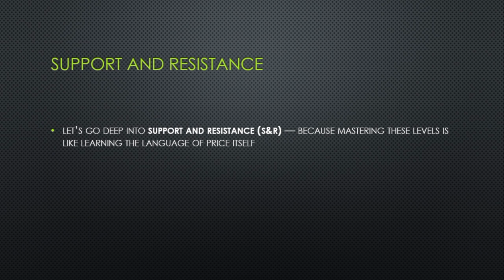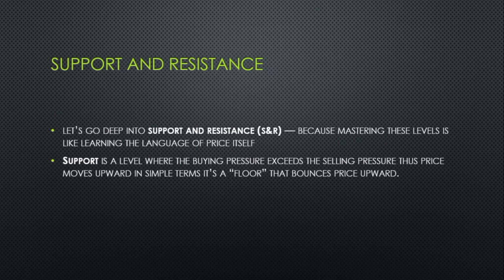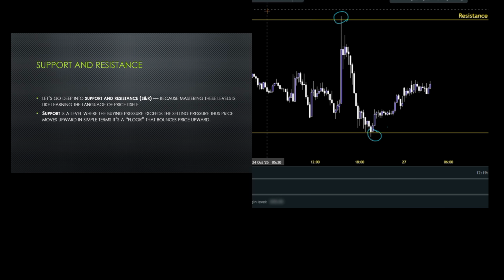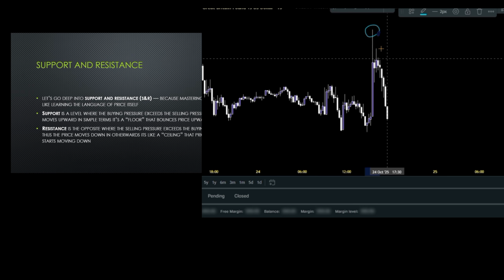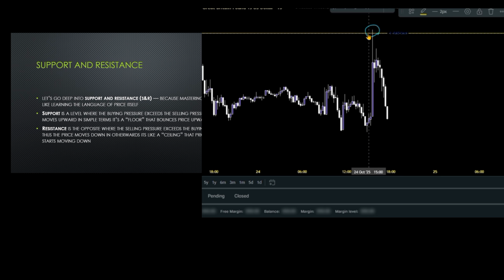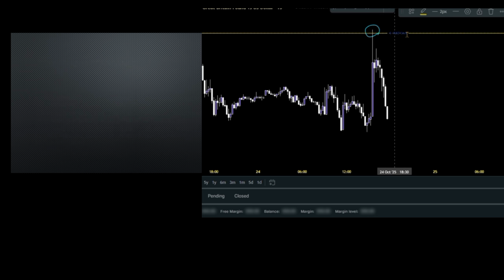Support and resistance. Let's go deep into support and resistance, because mastering these levels is like learning the language of price itself. Support is a level where buying pressure exceeds the selling pressure, thus the price moves upwards. In simple terms, it's a floor that bounces the price upward. Resistance is the opposite. This is where the selling pressure exceeds the buying pressure, thus the price moves down. In other words, it's like a ceiling that price hits and starts moving down.